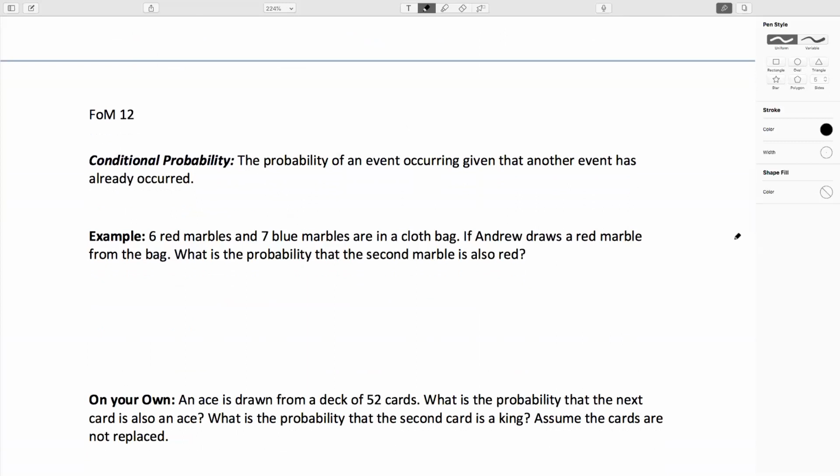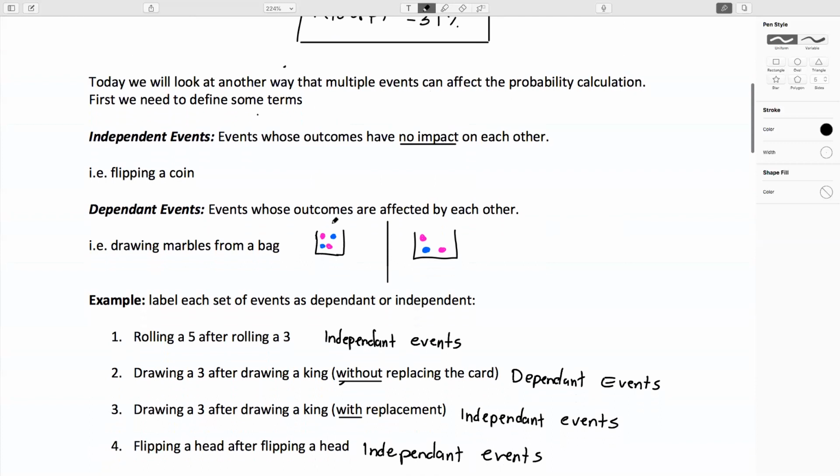Which leads us to the last new concept today, and it's this concept of conditional probability. The conditional probability of an event essentially means that once event A happens, the probability of event B may be impacted. So we have to take into consideration that the probability of B after A is different than just the probability of B. To go back and explain this using an example, let's use this one.